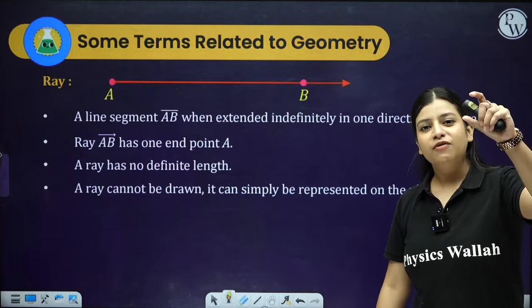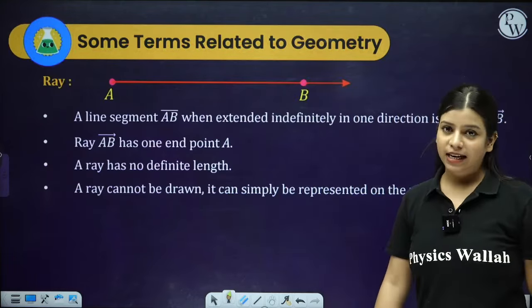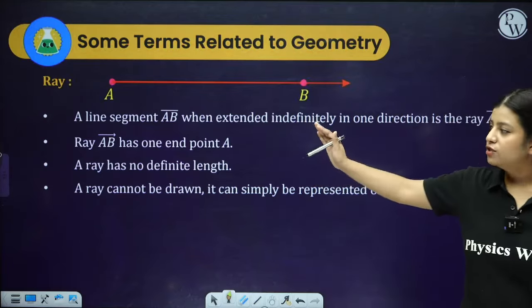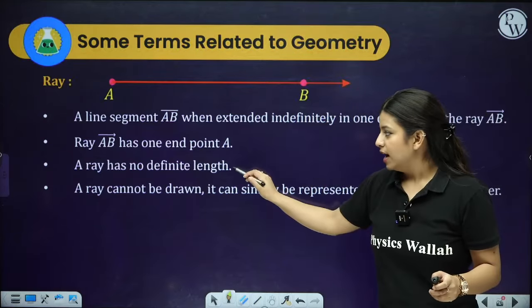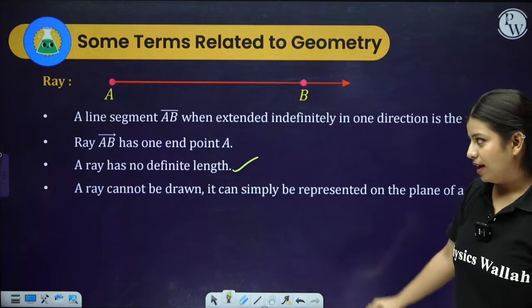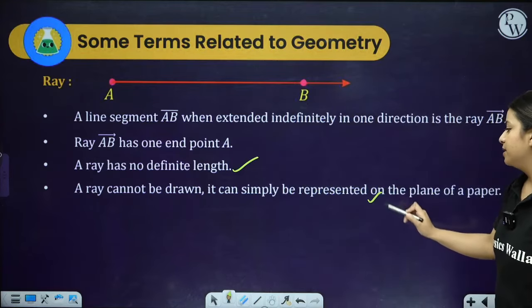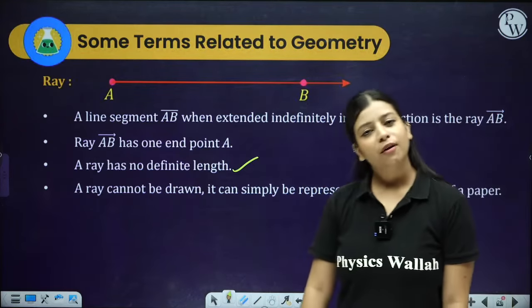Ray. We know what rays are, sun rays. It starts from a fixed point but does not have an ending. So such a thing is known as a ray. A ray has no definite length. A ray cannot be drawn. It can simply be represented on a plane or paper.